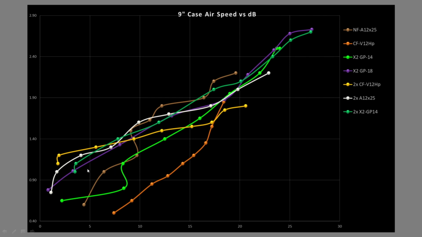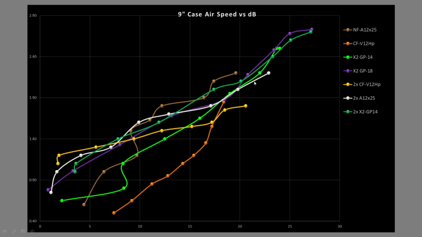We're gonna do the two X2-GP14s. It's sitting right here, actually pretty well at the top, and it sort of drops back, and it stays right there. It's looking pretty good overall. We have one A12X25 sitting down here, and then you hit a sweet spot, jumps up in airspeed, and stays right at the top. We have the two A12X25s as this white line.